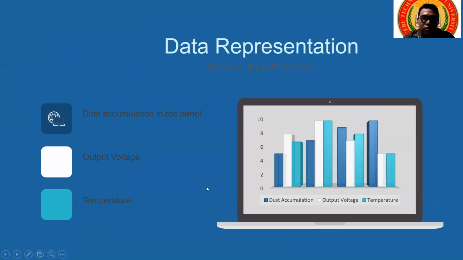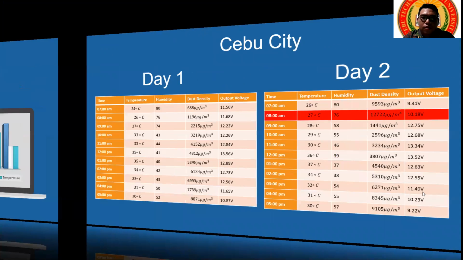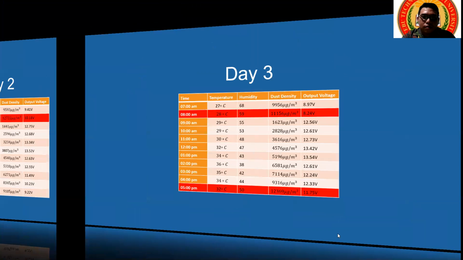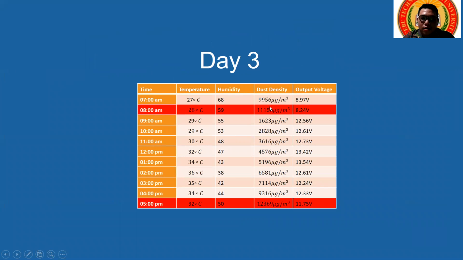So we have also data representation. We have represented here, based on the gathered data, the dust accumulation, the panel output voltage, and also the temperature. So we have here the data of Cebu City, which is a dense area, particularly more on dust accumulation because this is situated in the city. Okay, so you can see there is an offset of the set threshold level value. So that's why the output voltage is also affected.